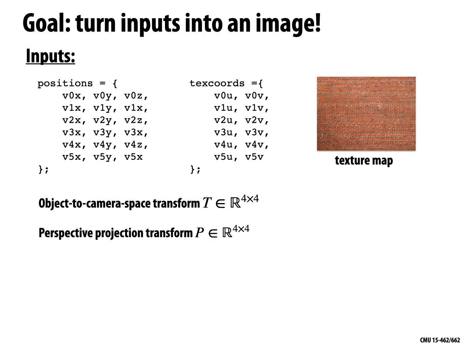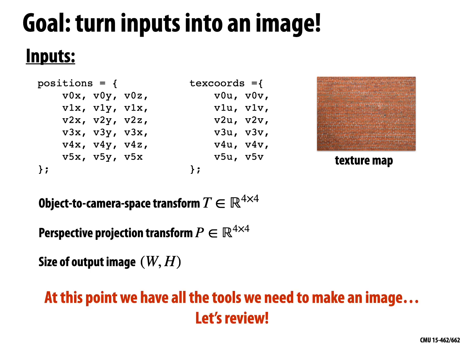We have a perspective transform, something that tells us how we would like to project from 3D to 2D. Would we like to do an orthographic projection? Would we like to do a perspective projection? And we also need to know something very basic, just the size of our output image, the width and the height. That's it. That really is sufficient to describe a fairly interesting scene. And in fact, at this point, we have all the tools we need to turn that discrete data, pretty simple stuff, into a beautiful rasterized image. So let's review that process.